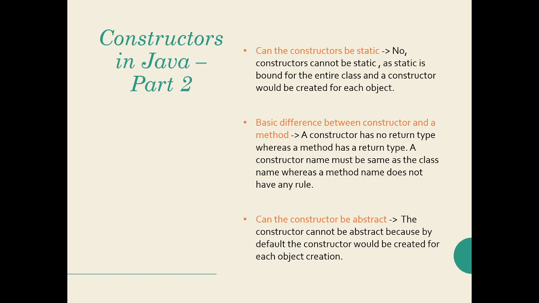Next, can the constructor be static? Definitely no, because static is something that is bound to the entire class, whereas your constructor would be created for each and every object. Okay, what would be the basic difference between a constructor and a method? You can say a minimum of 2 differences, that would be sufficient. A constructor has no return type, a method would have a return type, and a constructor name would be the same as your class name, whereas it is not necessary for your method.